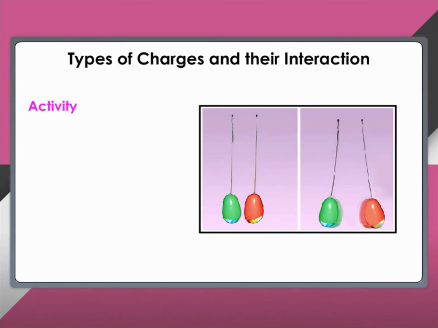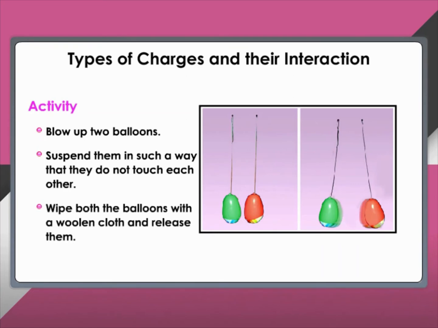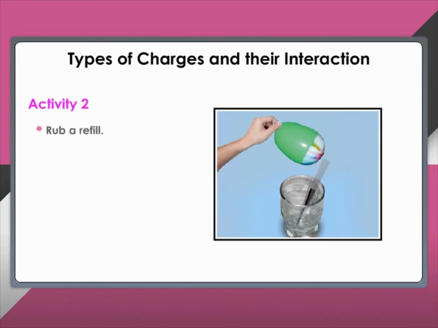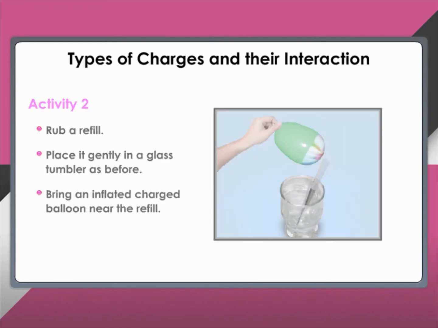Let's perform a simple activity. Inflate two balloons. Hang them in such a way that they do not touch each other. Rub both the balloons with a woolen cloth and release them. Now let us repeat this activity with the used pen refills. Rub a refill and place it gently in a glass tumbler as before. Bring an inflated charged balloon near the refill and note the observations.